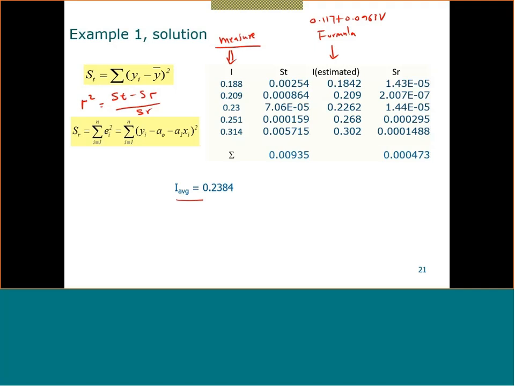You take every actual value of the current and subtract the average value, then take the square. So this number is 0.188 minus the average 0.2384, all squared. So you have it here. You go to the second value, 0.209 minus the average value, take the square, and so on and so forth. Then you take the summation of all of these, and this is S of t. So this is the summation of the squared difference between the measured value and the average value.